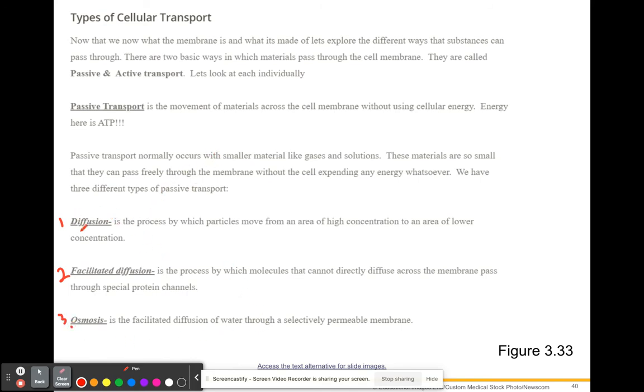Let's take a look at the definition of diffusion. Diffusion is the process by which particles move from an area of higher concentration to an area of lower concentration, and we can add to this, until equilibrium is reached.